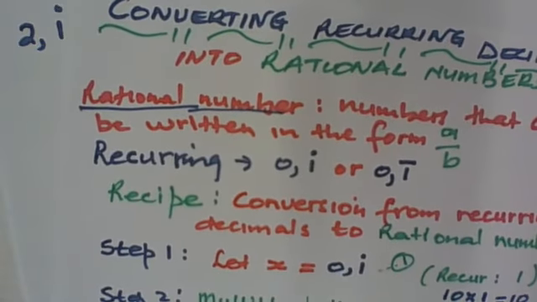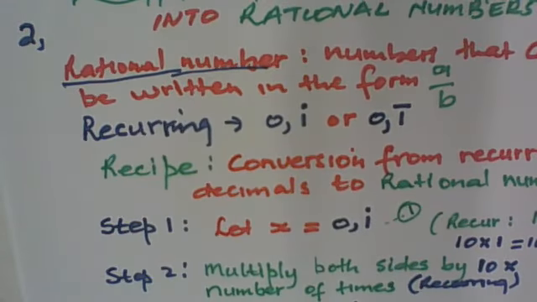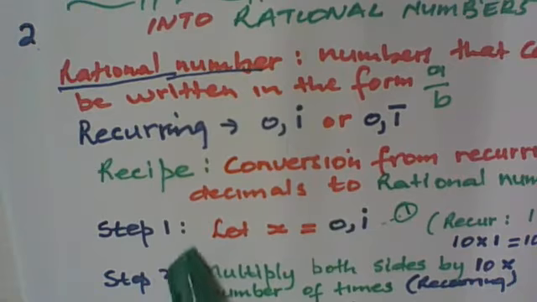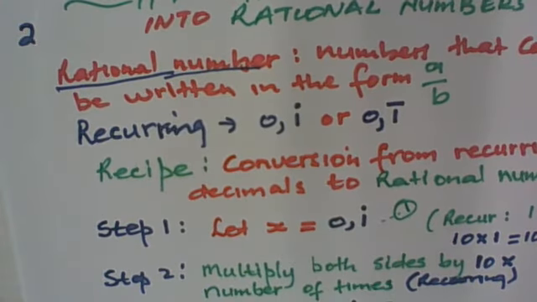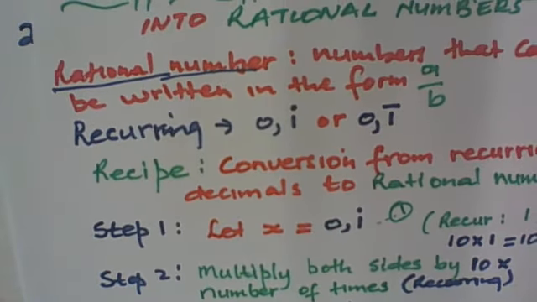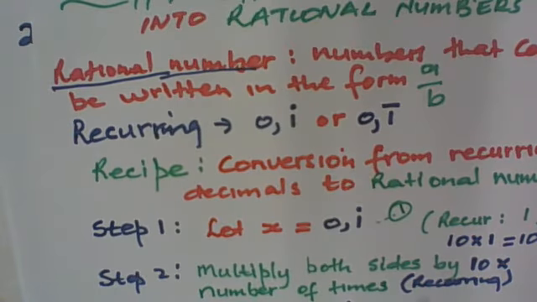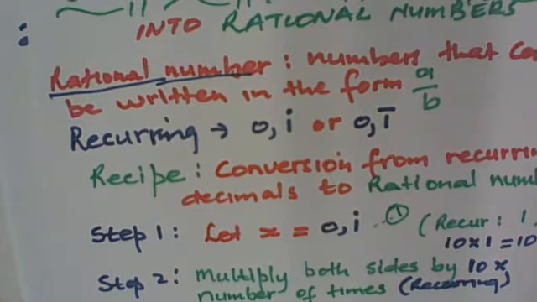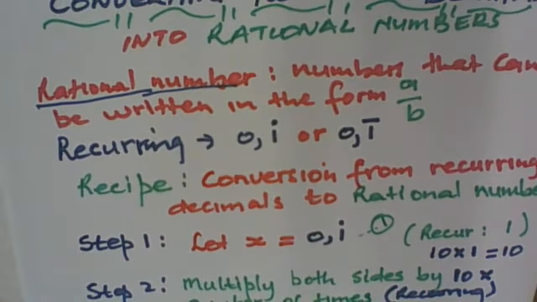Let us recap our recipe. Here it is. Step number 1, let x be equal to that recurring number. Step number 2, multiply both sides by 10 times the number of recurring digits. Step number 3, subtract the first equation from the second. Fine. Now let's do it.